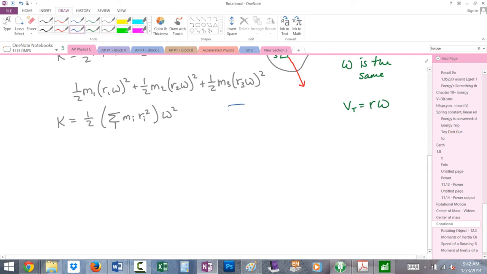Just a nice little friendly reminder that translational kinetic energy, the stuff that we know and love that we've been playing with since 3rd grade maybe, looked like that. Do you see that this thing looks kind of like this? So something rotating has a 1/2 times something squared, and this has 1/2 times something squared. The something squared is the velocity. In this case, it's the tangential velocity. In this case, it's the angular velocity.